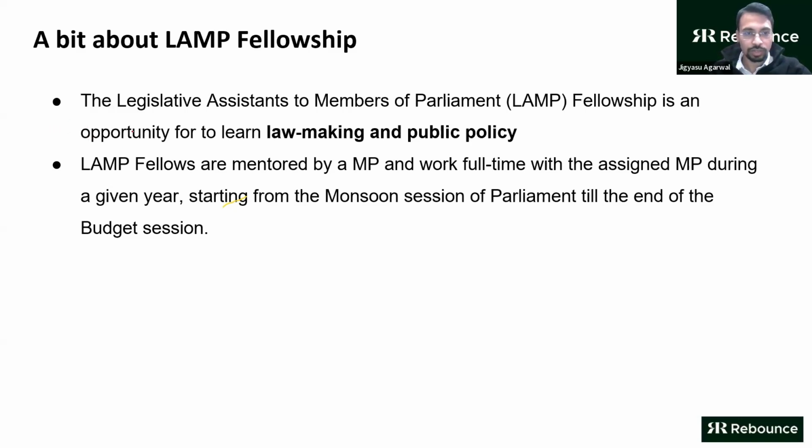A bit about the LAM fellowship. LAM is the Legislative Assistant to Members of Parliament. It is an opportunity to learn lawmaking and public policy from the closest quarters of the government. LAM fellows are mentored by the MPs and work full time with the assigned MP during a given year, starting from the monsoon session of Parliament, so from June till the end of the budget session.